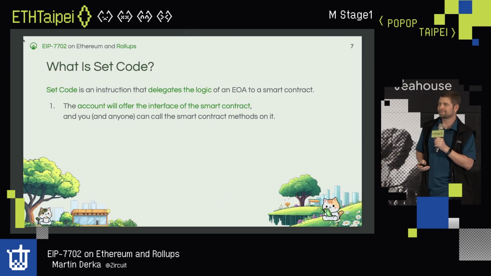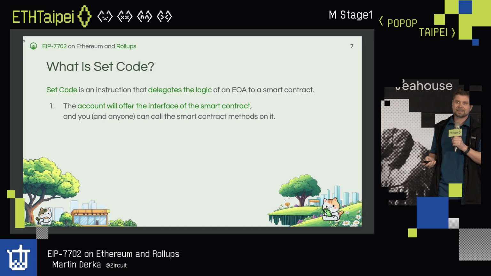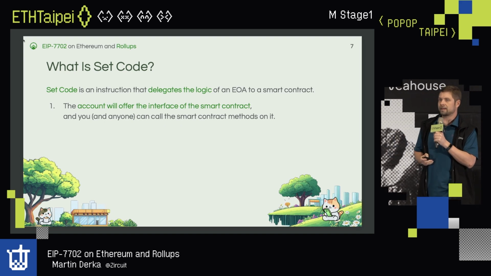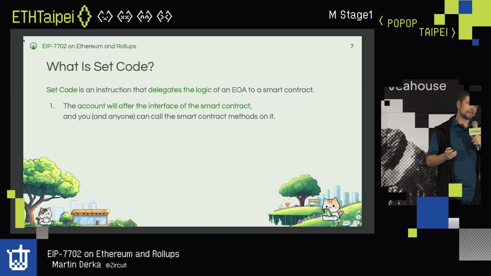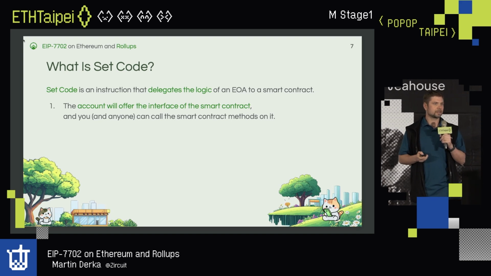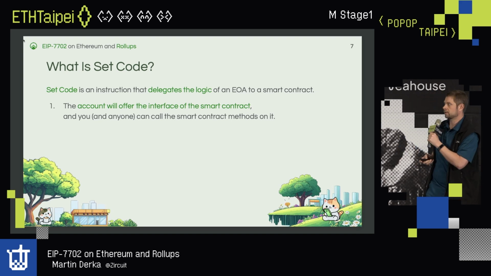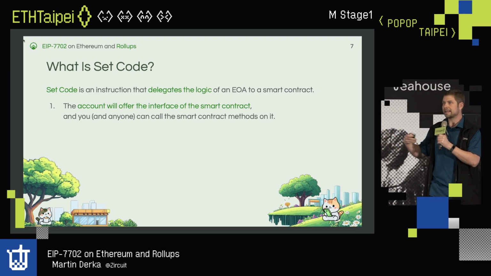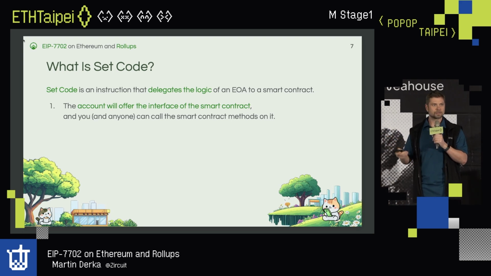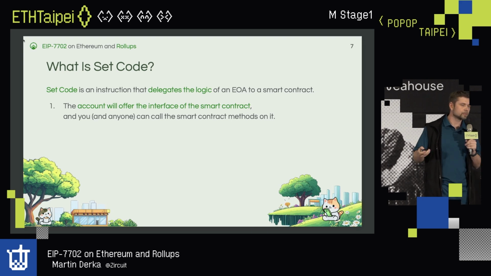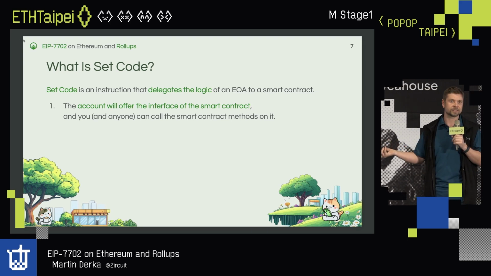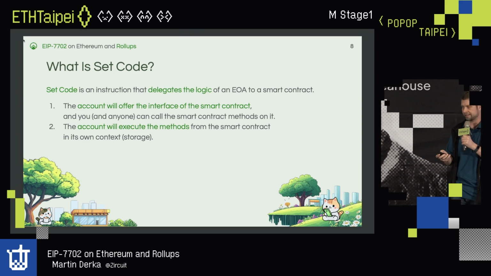So what is set code? Set code is this new thing that comes with EIP 7702, and it effectively allows you to delegate the functionality of your externally owned account to a smart contract. And this account will then start offering the interface of the smart contract, and you will be able to call methods on it. And anybody else in the Ethereum ecosystem will be able to call methods on it.